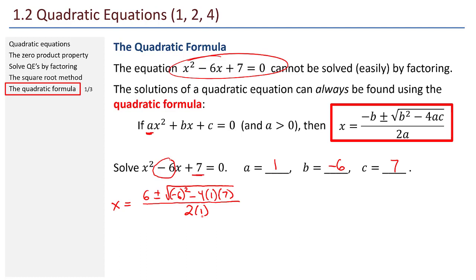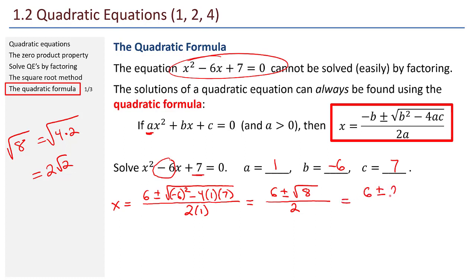And now let's start simplifying stuff. So in the numerator, this becomes 6 plus or minus the square root of, well, you can do the calculation. Negative 6 squared is 36, 4 times 7 is 28, 36 minus 28 is 8. And that's all over 2. Now, 8 actually simplifies a little bit more. Let's see here. 8 is 4 times 2. So that's 2 times the square root of 2. So this becomes 6 plus or minus 2 times the square root of 2 all over 2.